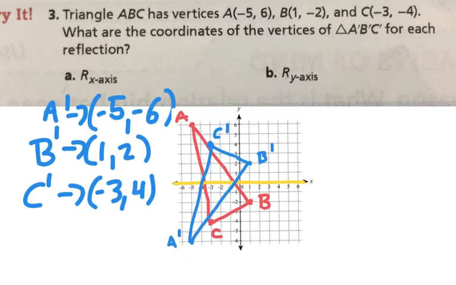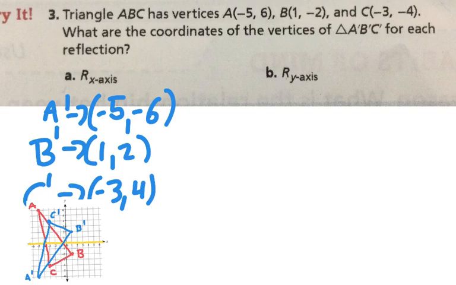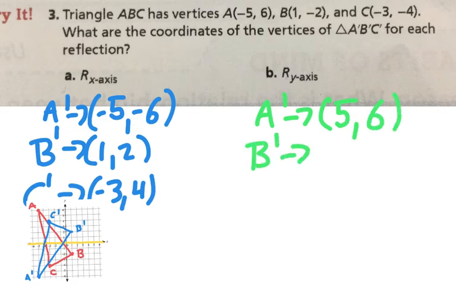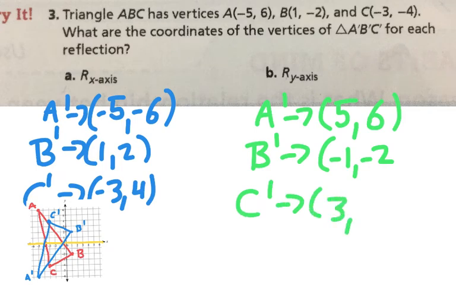Now, let's do the B part, but let's do it without graphing. So what's going to happen here? If I reflect over the y-axis, I'm going to change the signs of my x's. So for this reflection, A prime would now be at 5, 6. B prime is going to be at -1, -2. And C prime would be at 3, -4. So again, when I reflect over the y-axis, I'm changing the signs of my x's. When I reflect over the x-axis, I'm changing the signs of my y's.